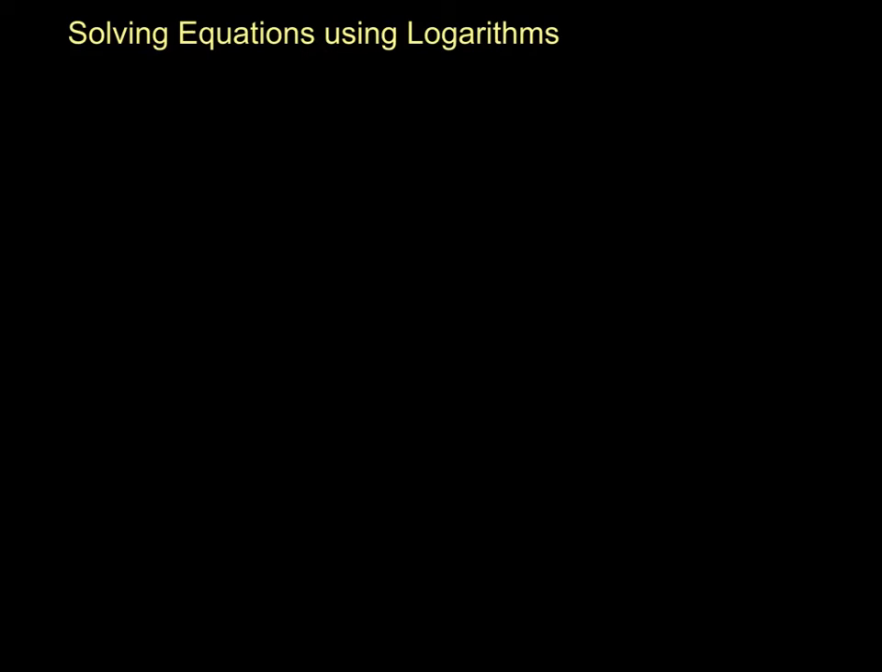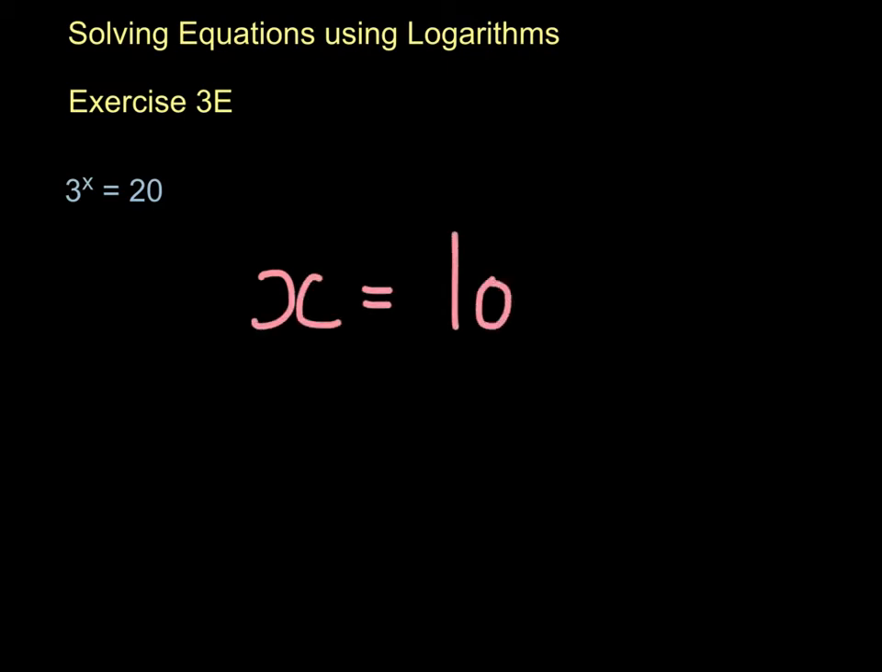This is solving equations using logarithms, and this is exercise 3E in the C2 textbook. So we start off with a nice simple question, 3 to the power x equals 20. The easiest way to solve this is to use the work from exercise 3B and rewrite that as a log statement. So we'd have x equals log to the base of 3 of 20, and that would give our answer.